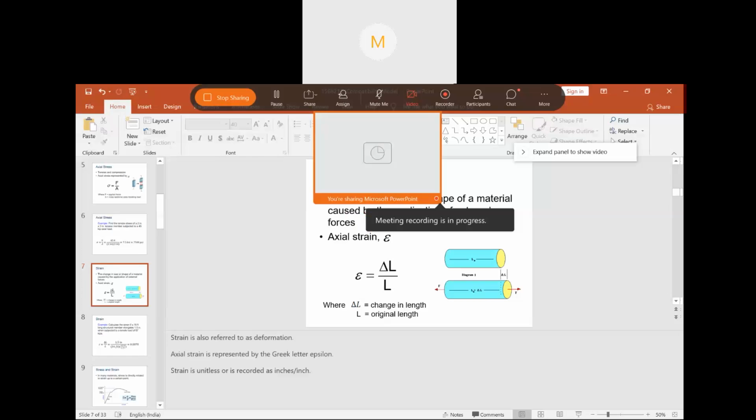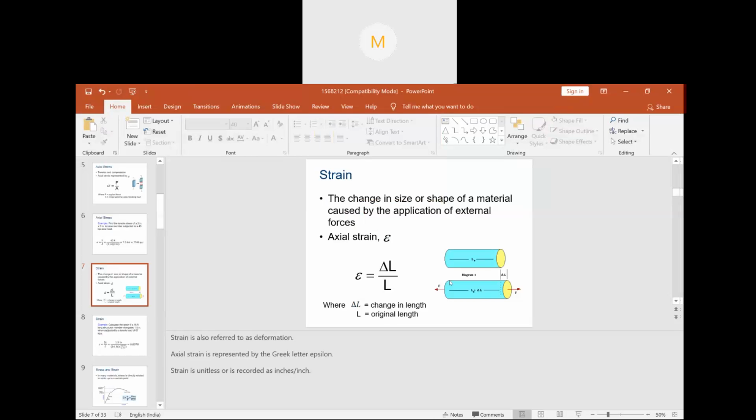Sir, I got it. About strain, we have to deform the body. Yeah, you have to deform the body. I'm showing you another presentation. Wait, give me a minute. I'm sharing my slides. You will understand from it in a much better way. Okay, look at this diagram. Are you able to see?